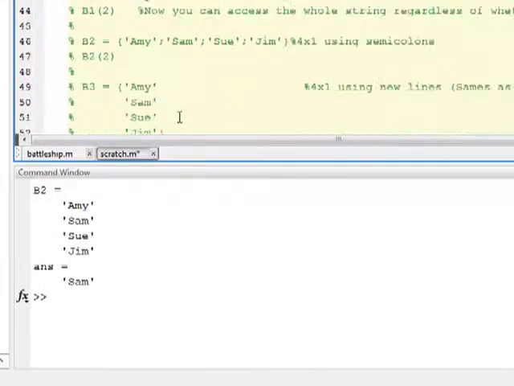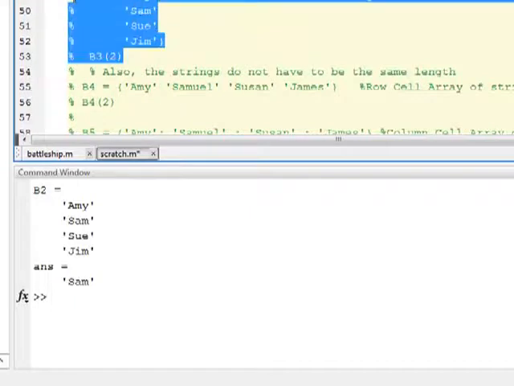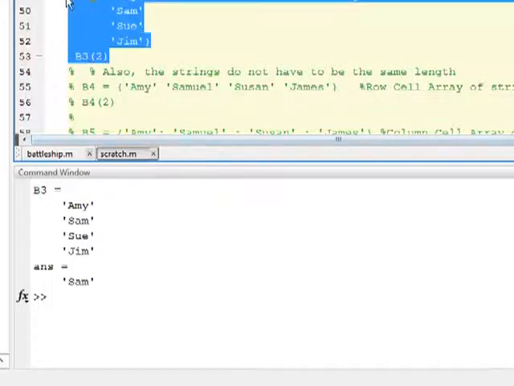Once again, I'm just motivating a concept here. We'll work on this concept in class and with other videos. So once again, I could do it this way. I could do new lines. It gives me the same exact array, vertical array of cells. Okay.